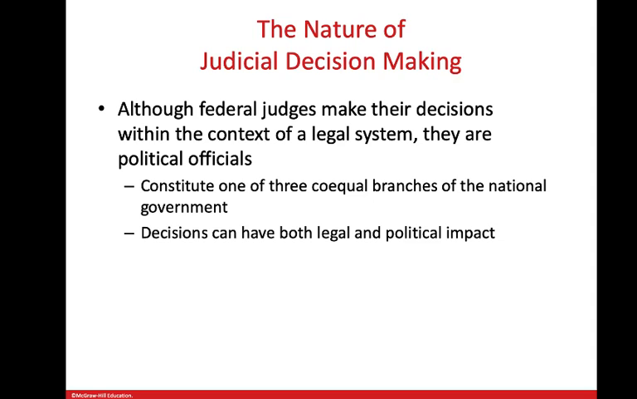The nature of judicial decision-making. Although federal judges make their decisions within the context of a legal system, they are political officials. They constitute one of three co-equal branches of the national government. Their decisions can have both legal and political impact.